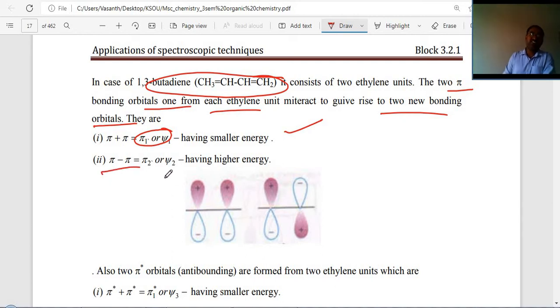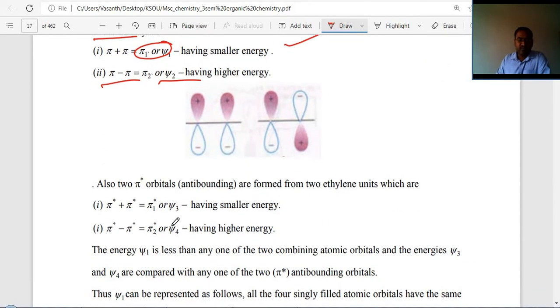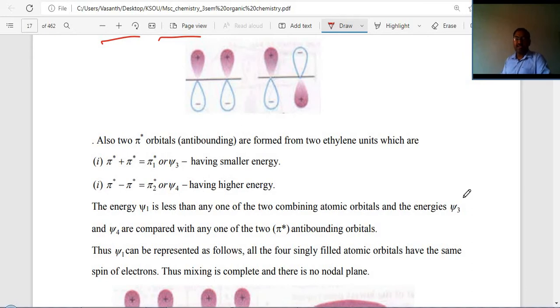Pi minus pi, that is pi 2, having higher energy. This is how two pi orbitals are formed from two ethylene units, which are pi star: pi 1 star or psi 3. Pi star minus pi star is pi star 2 or psi 4, having higher energy. Psi 3 and psi 4 are compared with the two antibonding orbitals.